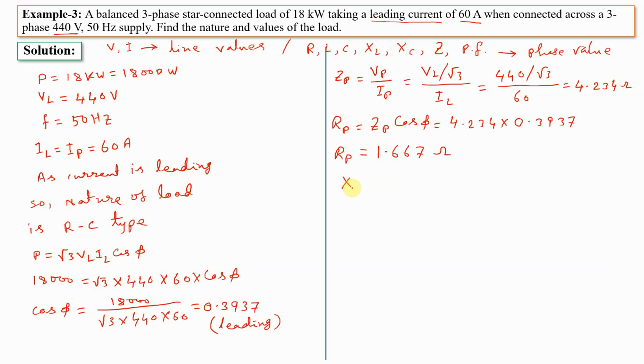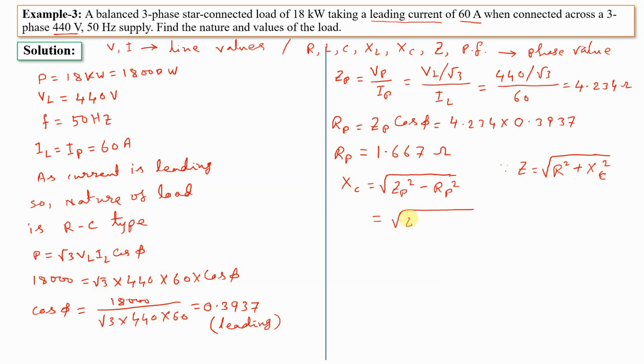The capacitive reactance can be calculated by using the formula Z phase square minus R phase square, because we know that the impedance of a capacitive circuit is square root of R square plus X square, that we already seen in the RC circuit analysis. So from this relation we can write Xc equal to square root of Z phase square minus R phase square. So put the values here.